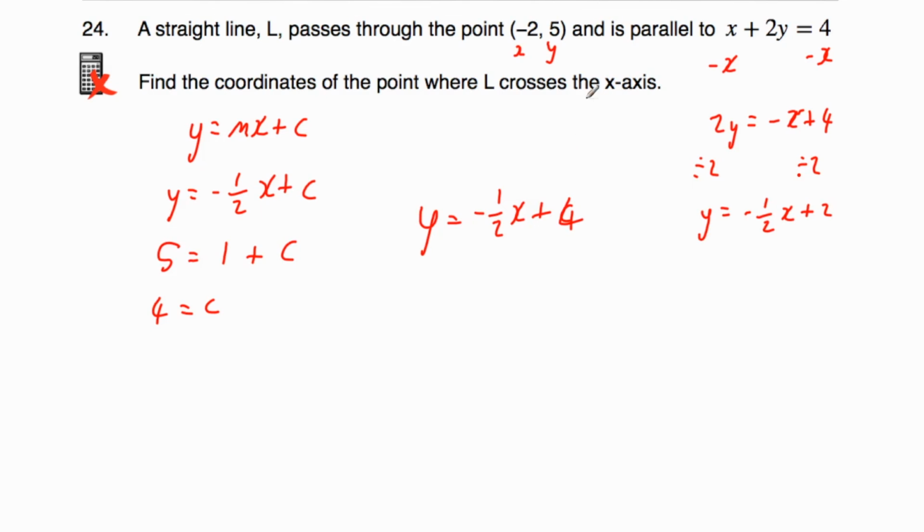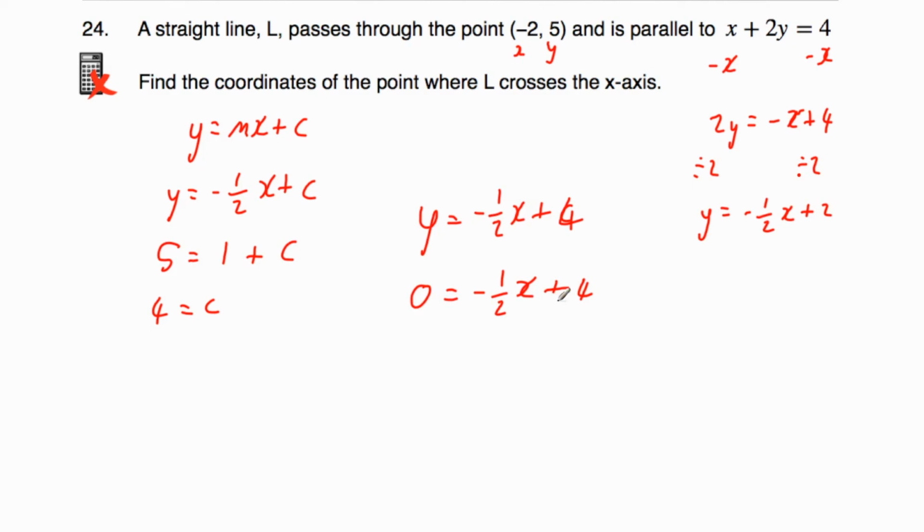Now we want to find where that crosses the x-axis. So if it's where it crosses the x-axis, we know its height will be 0. If its height is 0, that means that y is equal to 0. So we're going to write 0 equals minus a half x plus 4. And if we solve this to find x, we can then find where that line crosses the x-axis.